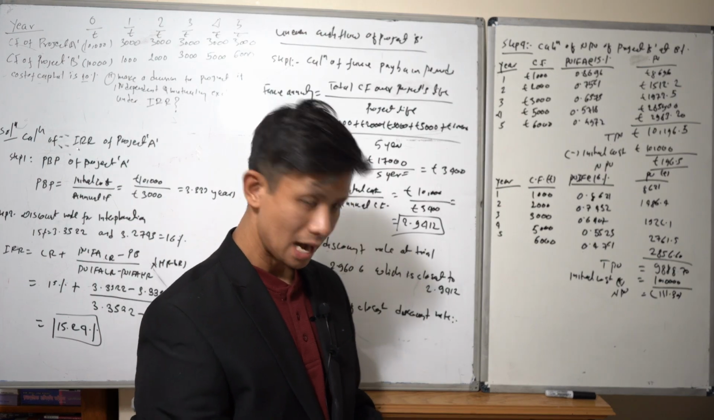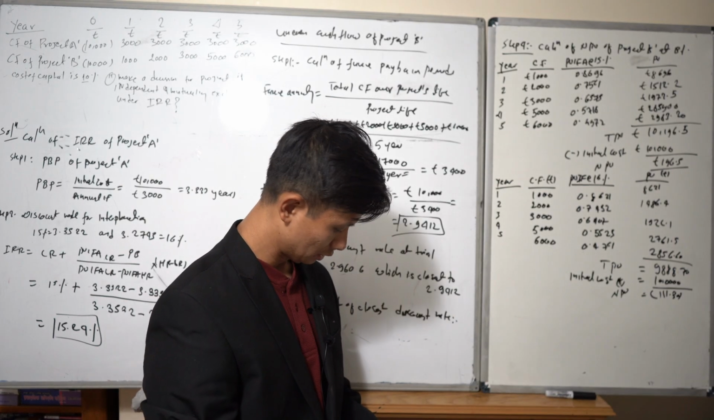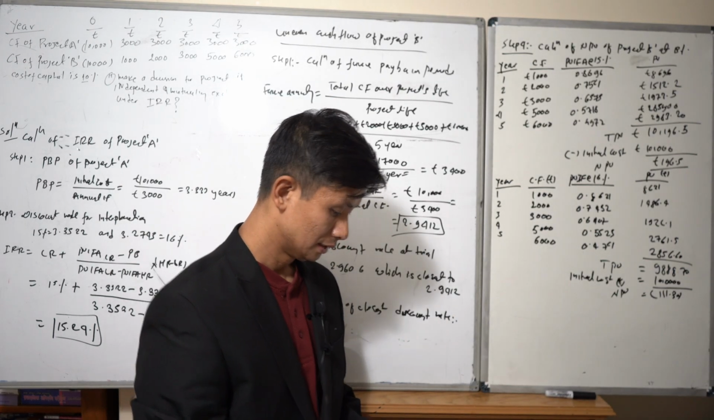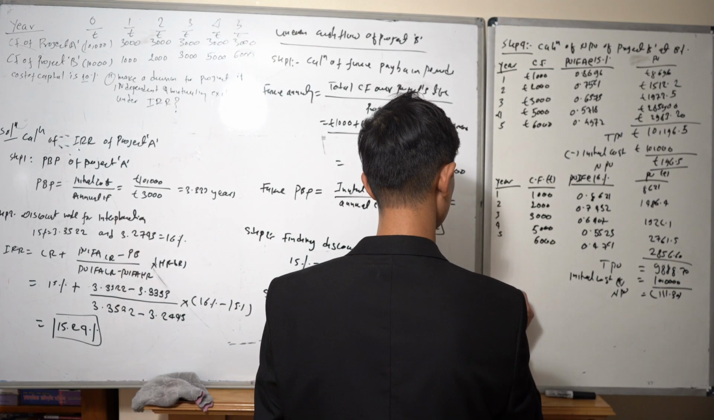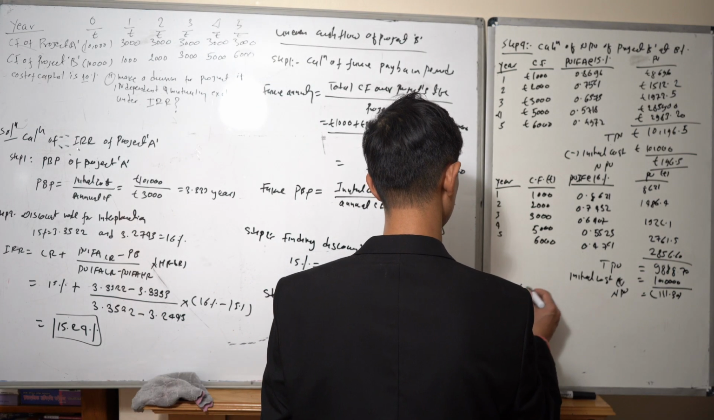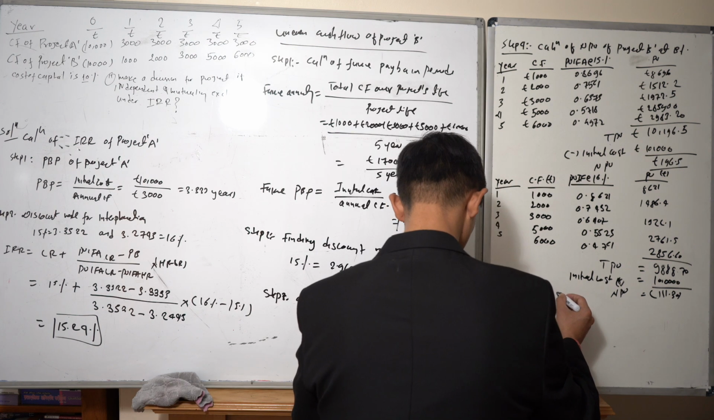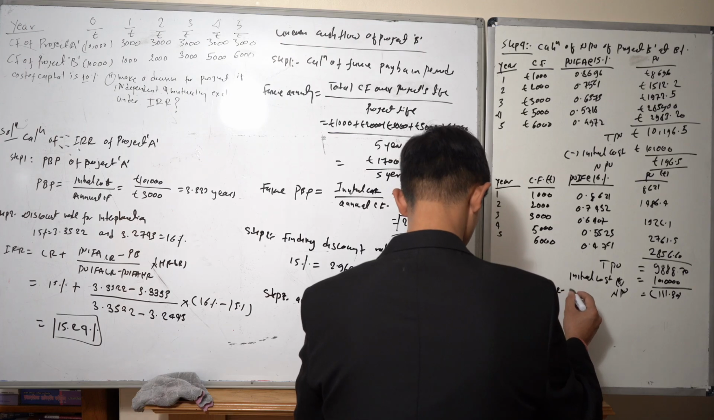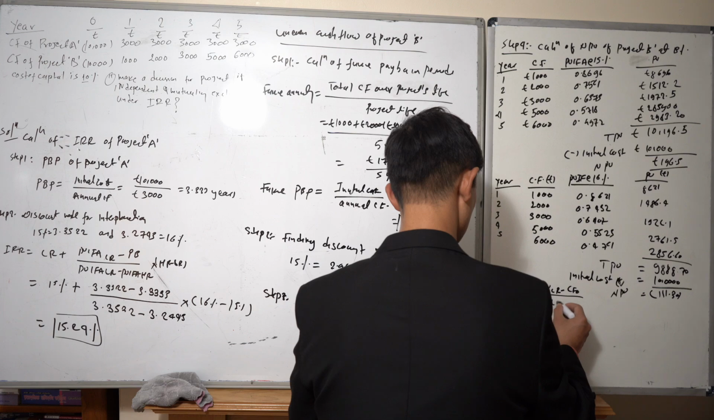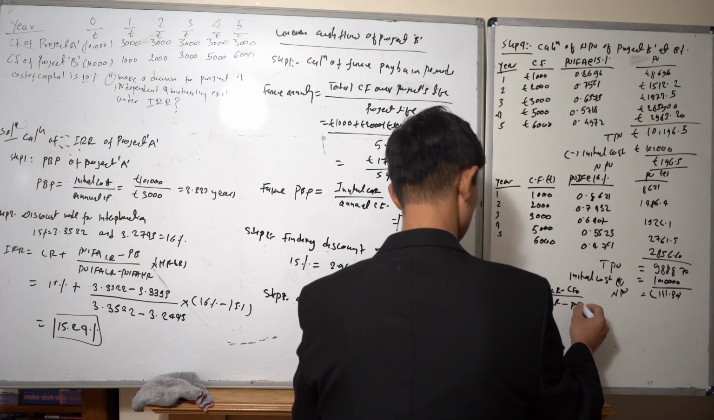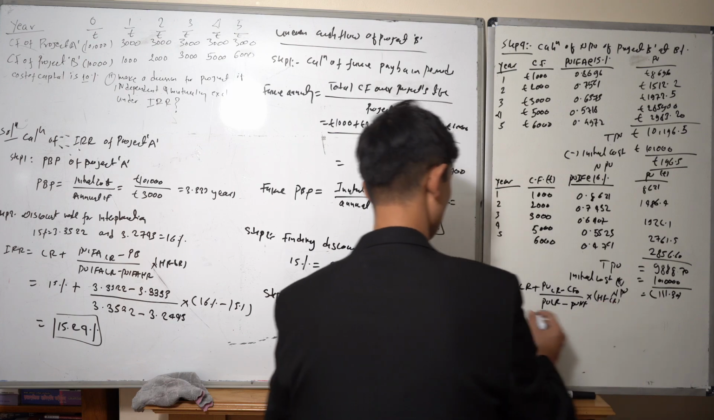Step 4 shows that the IRR for project B lies in between 15% and 16%. So let's find out the IRR using this formula. The formula here is IRR is equal to lower rate plus present value at lower rate, minus cash flow 0, divided by present value at lower rate minus present value at higher rate, multiplied by higher rate minus lower rate. So let's put all of these values.